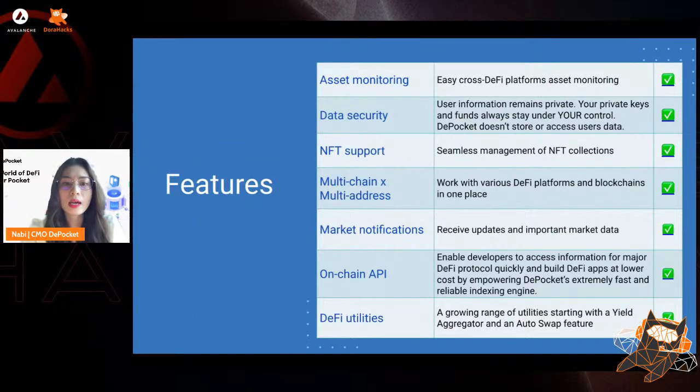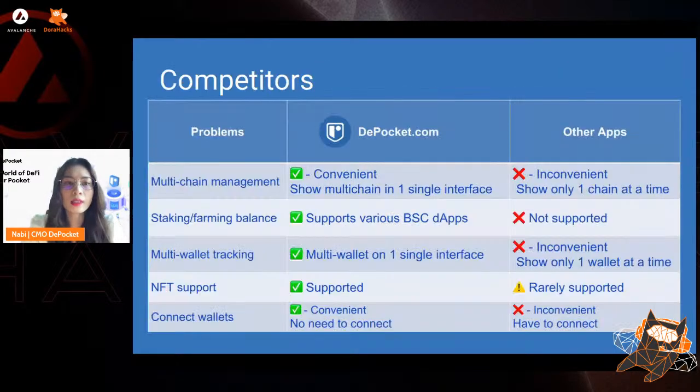Yes, here are some features of DePocket. I would like to compare some problem solving between DePocket and other DApps. For example, multi-chain management. With DePocket, it's convenient because we show multi-chain in one single interface. For other apps, it's inconvenient because they show only one chain at a time. And staking farming balance: on DePocket, we support various Binance Smart Chain apps, and I believe that other apps don't show your staking farming balance.